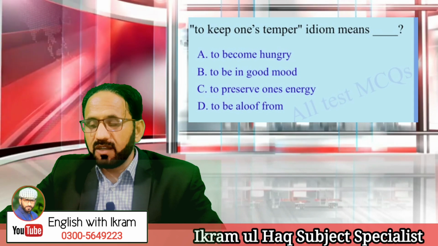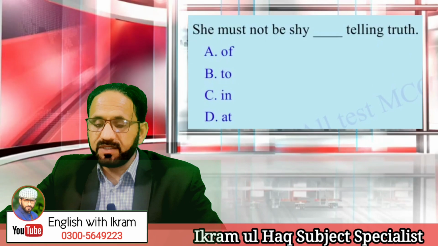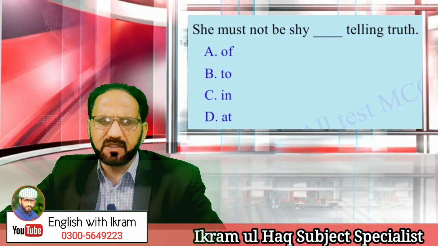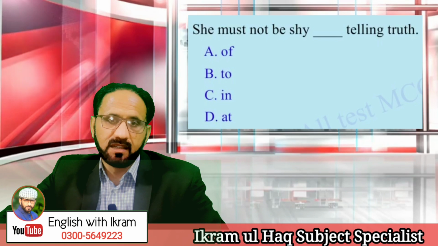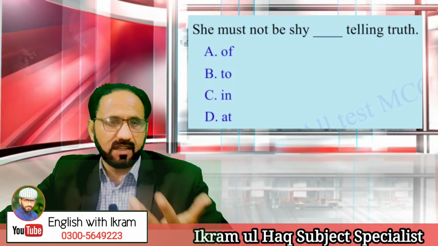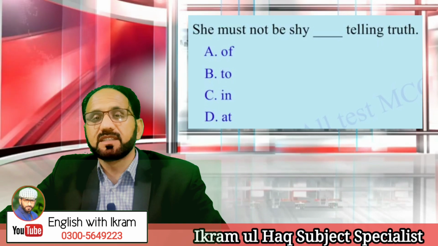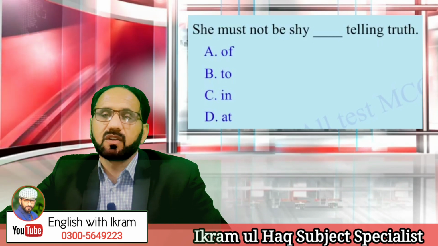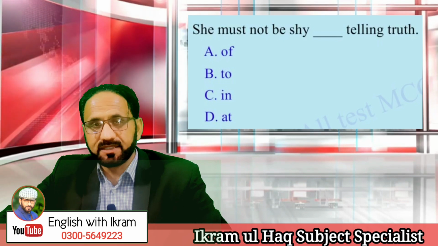She must not be shy dash telling truth. Shy of, shy to, shy in, shy at. I told you there are different kinds of prepositions. Some prepositions are fixed with certain verbs. Some prepositions have certain rules. They follow certain rules. And there are certain prepositions which change in different contexts. With different verbs, when they are changed, the meaning is totally changed.